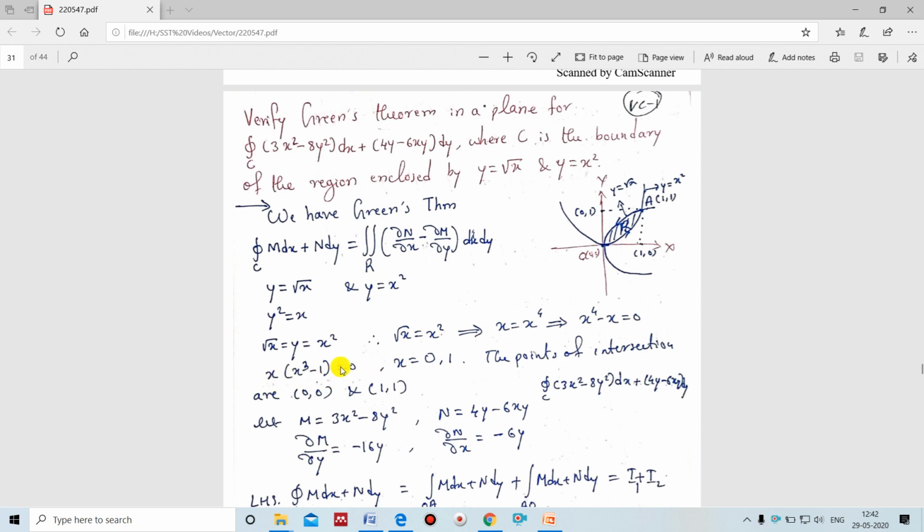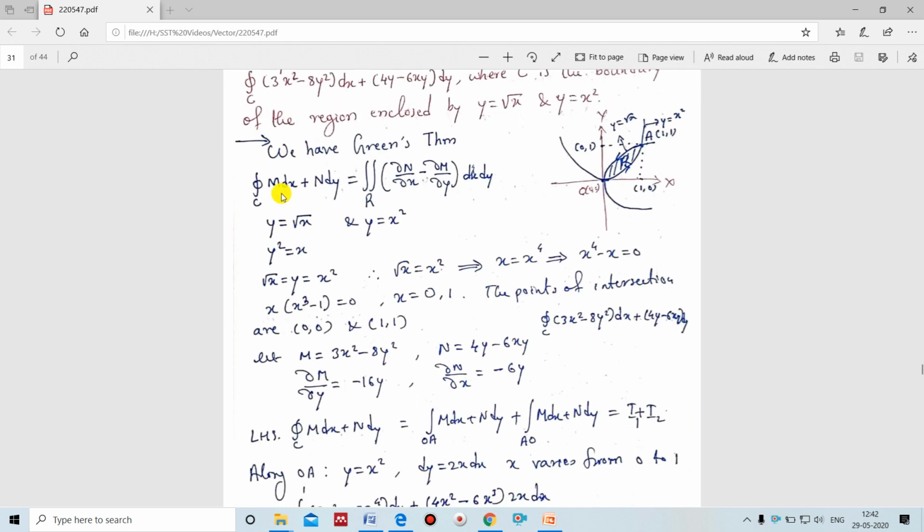Either x is equal to 0 or x cube minus 1 is equal to 0. Therefore x equals 0 and 1. The points of intersection are (0, 0) and (1, 1). Then we have to verify that LHS is equal to RHS.